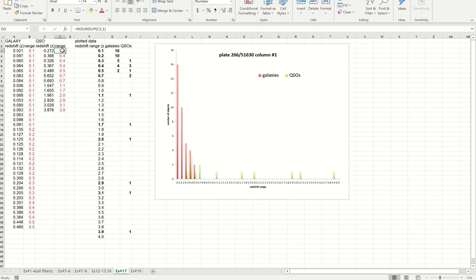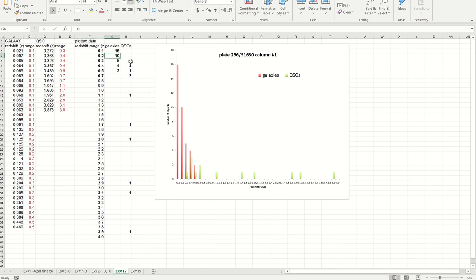Under the quasars, I used the same bin sizes, but they didn't have everything in terms of popping up in the data. But we had some pretty high ones as well. And then I collated the data to make a plot. And so how many were in range of 0 to 0.1? There were 16 galaxies. How many in range 0.1 to 0.2? There were 10 galaxies, so on and so forth.